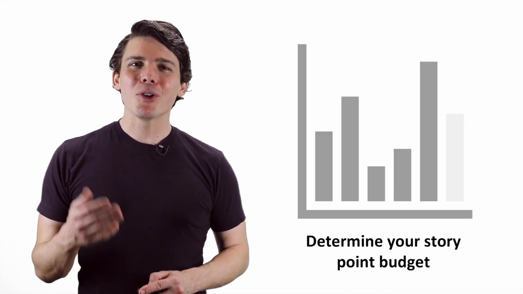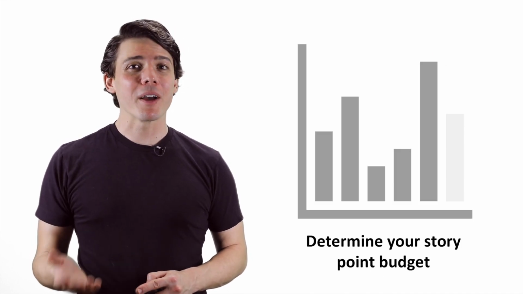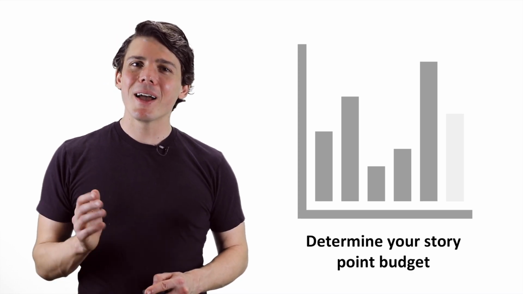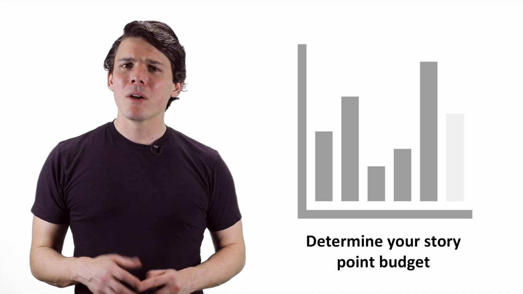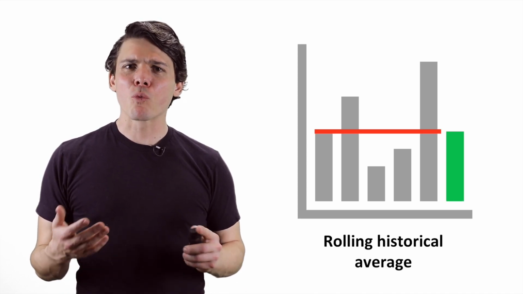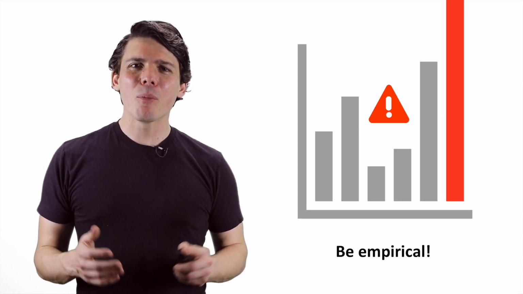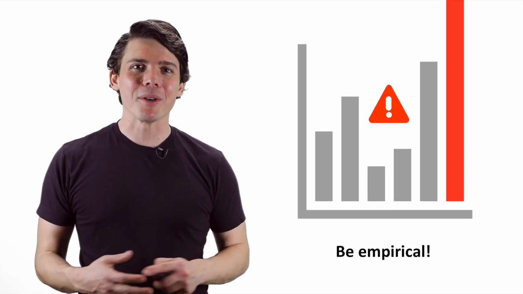Second, determine your story point budget for the next sprint based on your historical performance and next sprint's capacity. There are a few techniques for calculating your budget. The most common are a rolling historical average and yesterday's weather, but describing them would take too long. What really matters is to stress how important it is that the team treat this empirically.